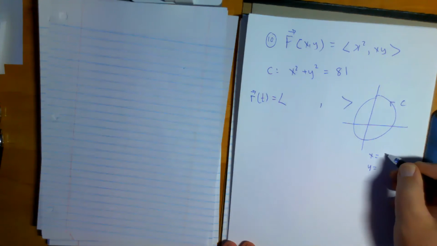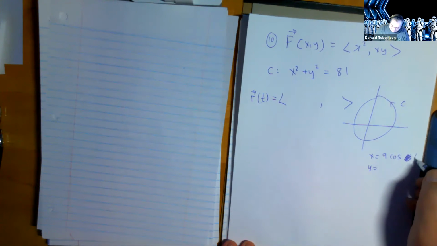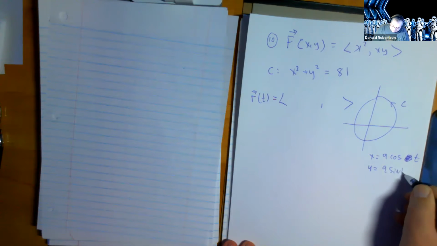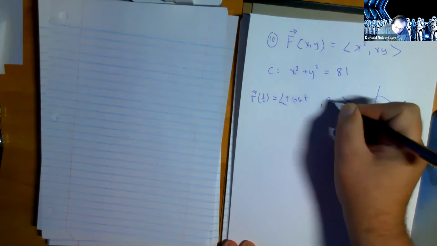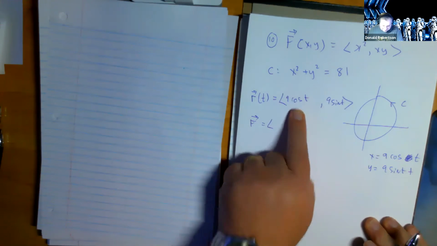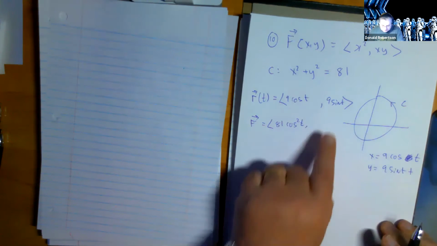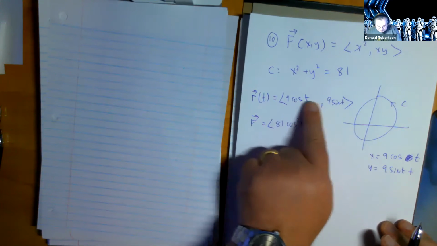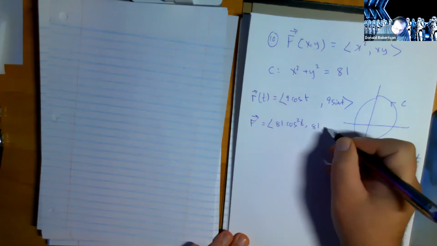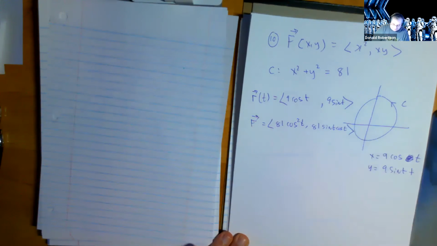R cosine. Right, so how about 9 cosine theta? Well, I guess we'll stick to t's. T and 9 sine t, right? So 9 cosine t, comma, 9 sine t. And won't the f then now become x squared, which is this guy squared, which is 81 cos squared t, and won't xy be this guy times this guy, which is 81 sine t cosine t?